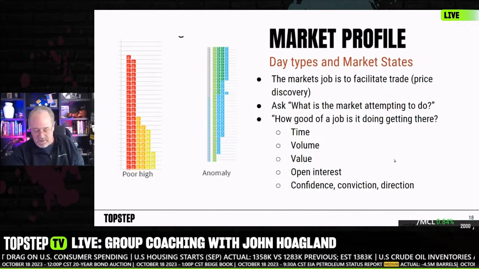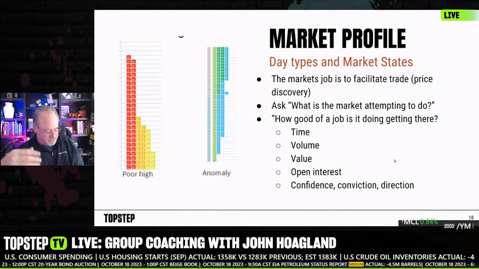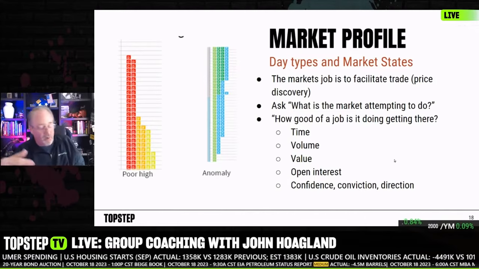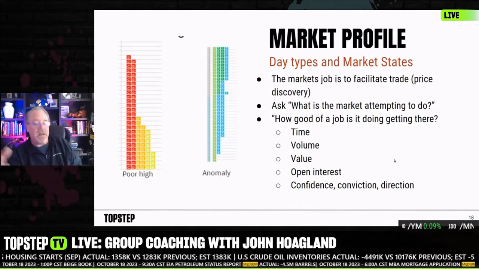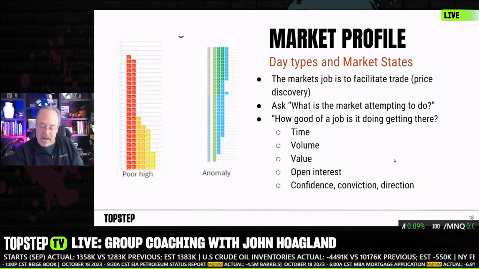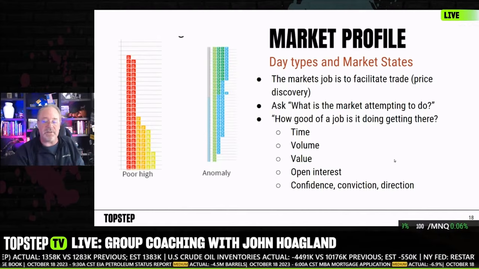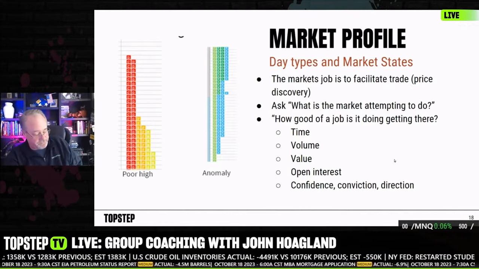Same is true in the opposite direction. If the market is moving lower on at least maintaining or increasing volume, and additional open interest is coming in, that is a strong auction. I'm not going to fight that. I'm going to find opportunities to sell it when it exhibits strength.